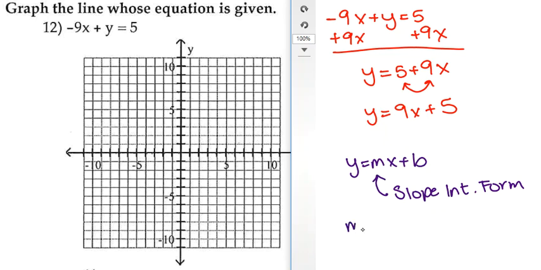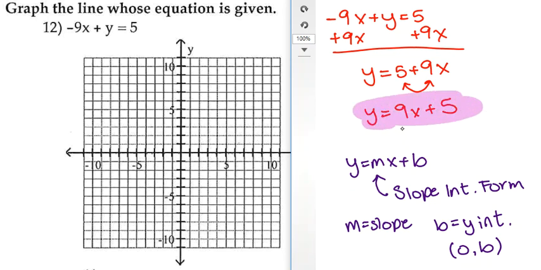And if we recall what slope-intercept form is, it's y equals mx plus b, where our m is the slope and our b is the y-intercept. And the coordinate for the y-intercept is going to be (0, b). So when we take a look at what we have up here, it looks like our slope is 9 and our b is 5, so our y-intercept is going to be (0, 5).